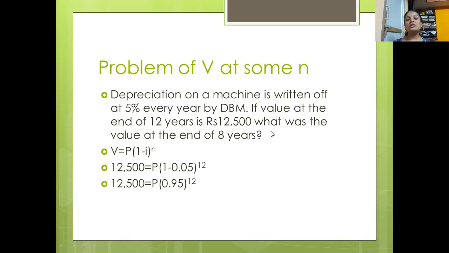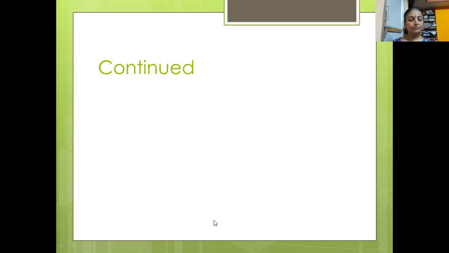And equation number 2 is for 8 years, when N is equal to 8. Then we have to calculate the value for it. What will be the equation? Here it is being minimized. P, one side we have taken, another side 12,500 divided by 0.95 raised to the power of 12. This is the equation now.